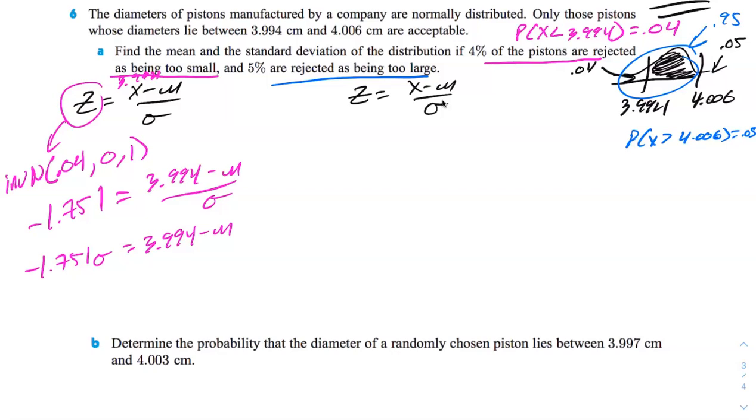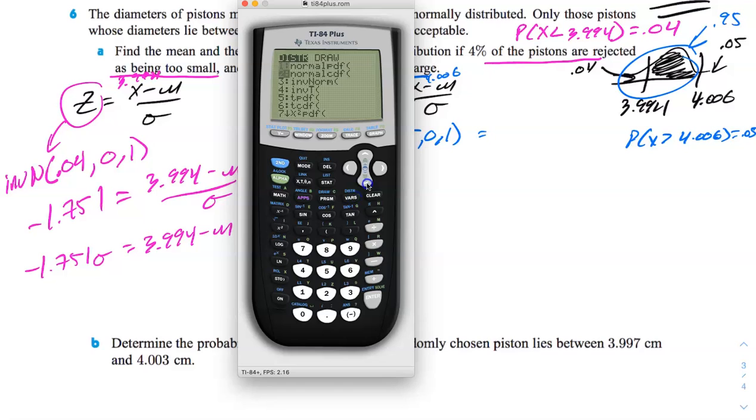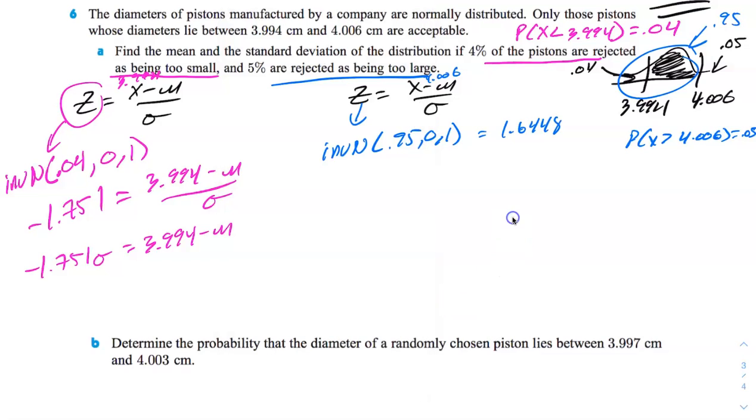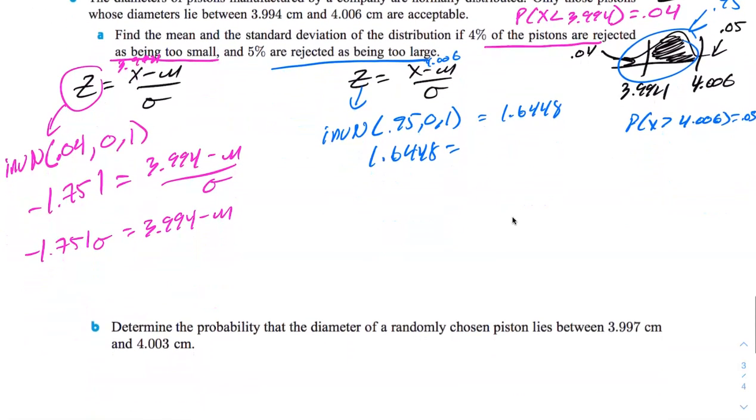So let's plug it all in. This is going to be 4.006. My z would be invert normal, 0.9501, and that's going to turn out to be 1.6448. Okay, so that's set up also. So 1.6448 equals 4.006 minus mu over sigma.